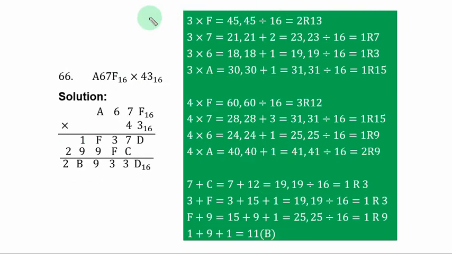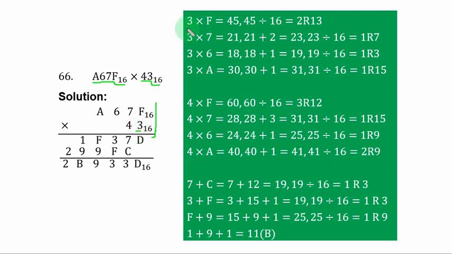Example 66. You have A 6 7 F base 16 times 4 3 base 16. Here we are working with base 16. You arrange the numbers for multiplication in the usual manner. You start by using 3 to multiply the numbers on top. When you are done, you use 4 and you add the 2 results.